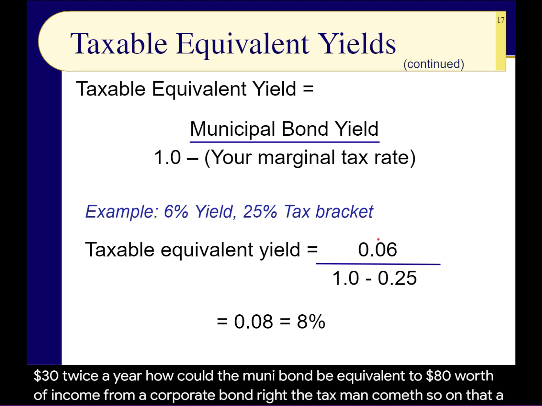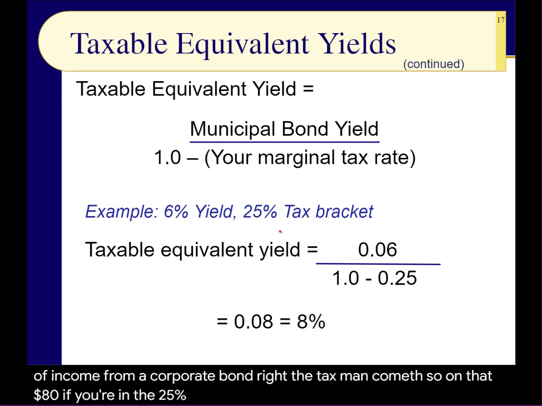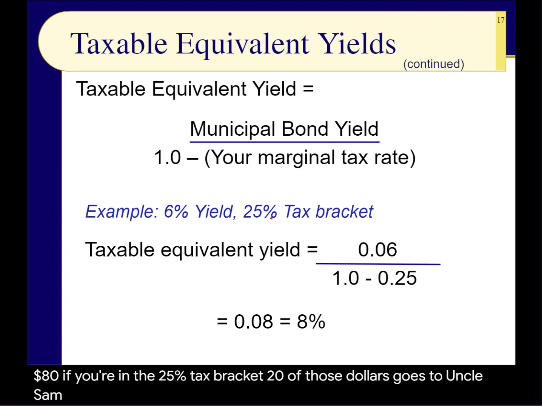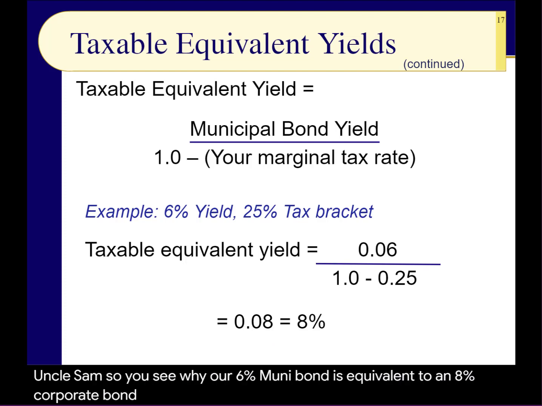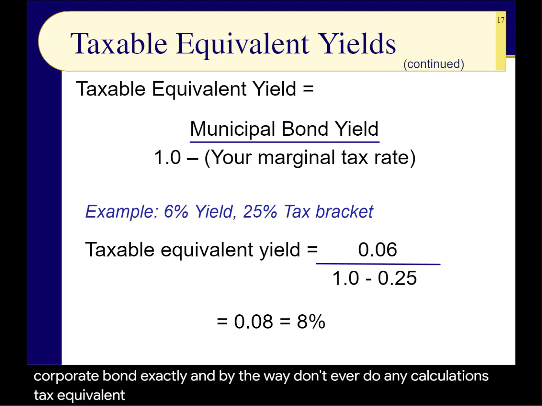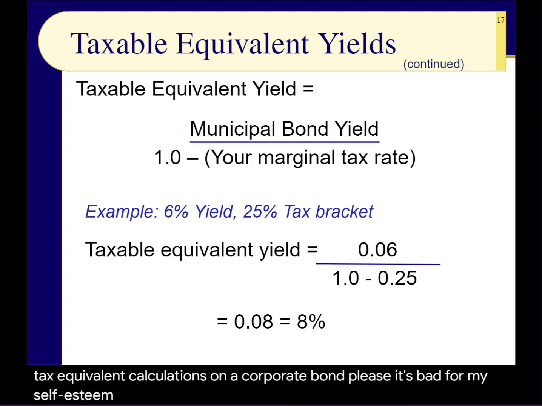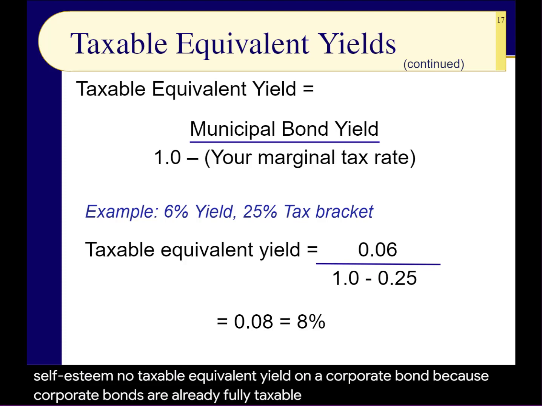So on that $80, if you're in the 25% tax bracket, $20 of those dollars goes to Uncle Sam. So you see why our 6% muni bond is equivalent to an 8% corporate bond? Exactly. And by the way, don't ever do any taxable equivalent calculations on a corporate bond, please. It's bad for my self-esteem. No taxable equivalent yield on a corporate bond because corporate bonds are already fully taxable.